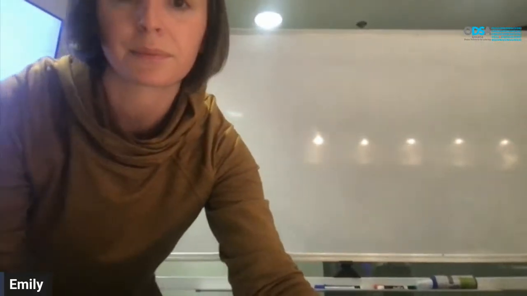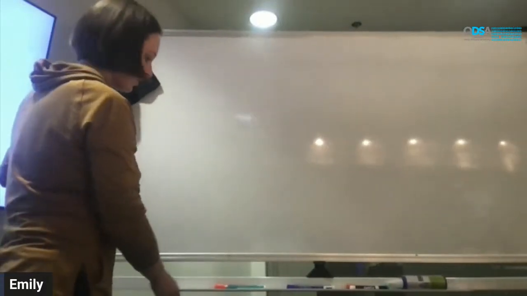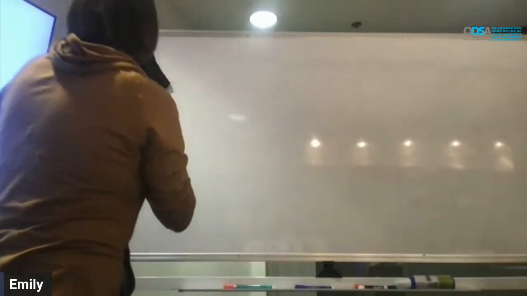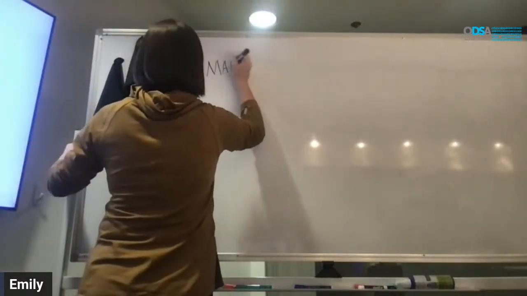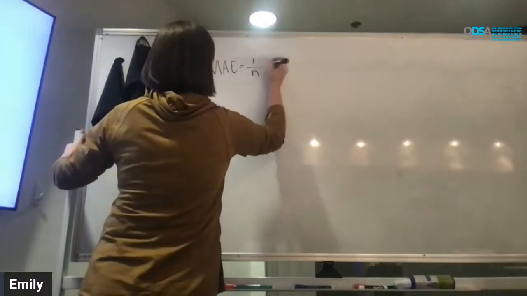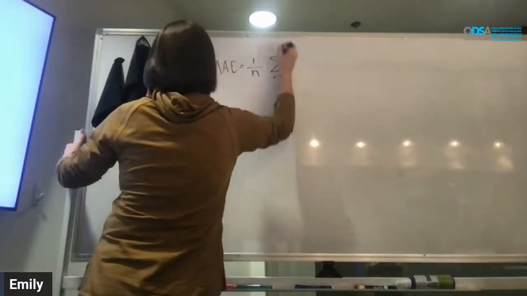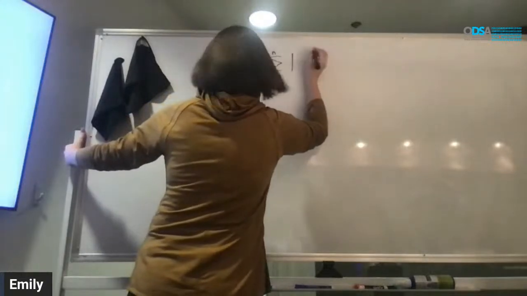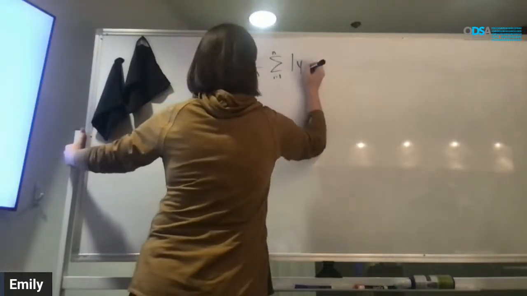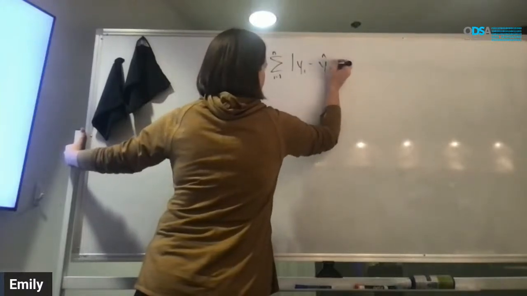Let me change my view. Okay. So we have our formula here. MAE is equal to 1 over n times the summation from i equals 1, all the way up to n, of the absolute value of y at i minus y hat at i.